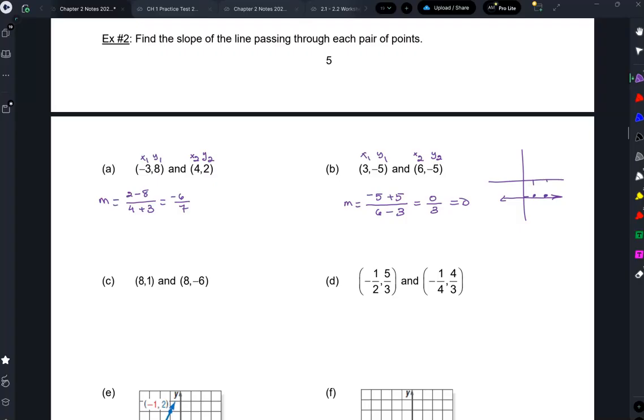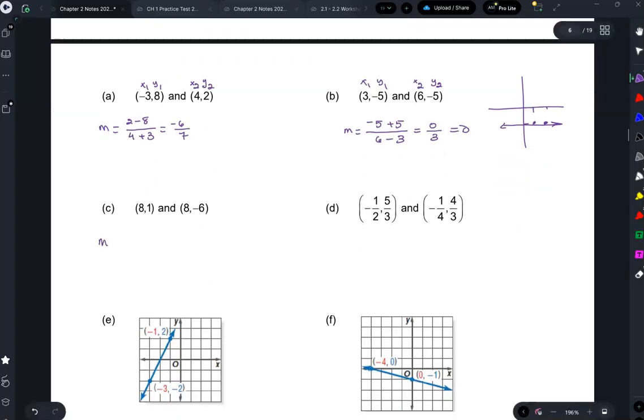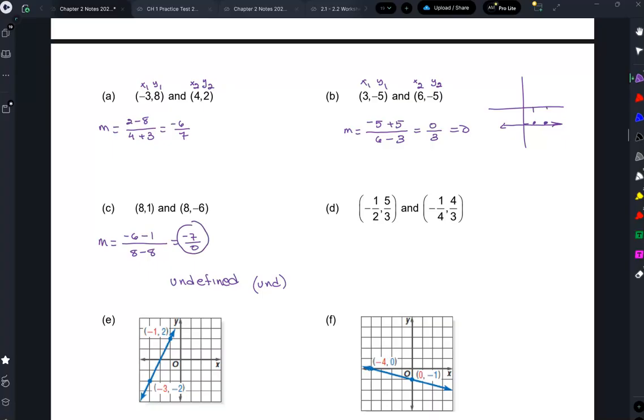Okay? All right, take a look at, let's do this one. All right, m equals negative 6 minus 1 over 8 minus 8. This is over 0, and now it's undefined. For undefined, you can abbreviate UND. But listen, if you get -7/0 and that's what you put in your answer space, that's not good enough. You have to explicitly say that it's undefined.